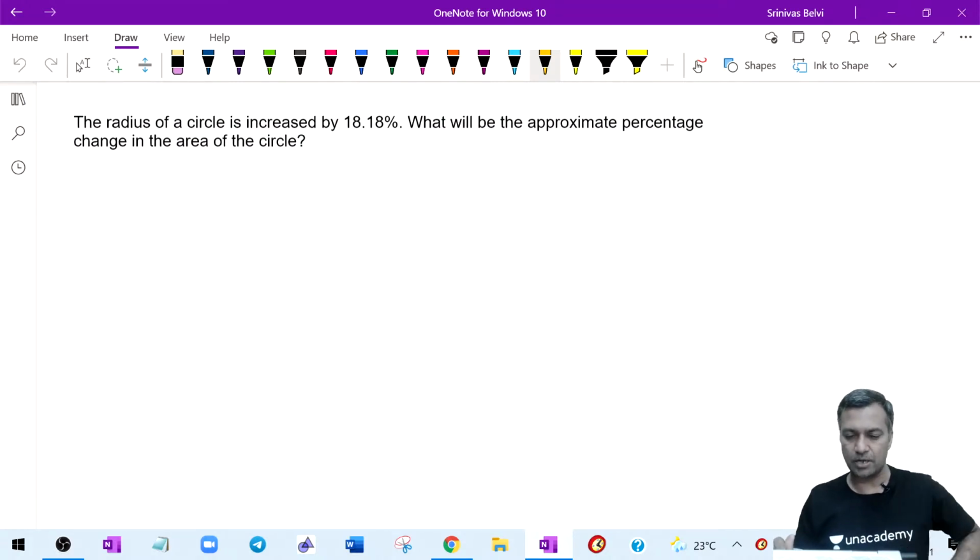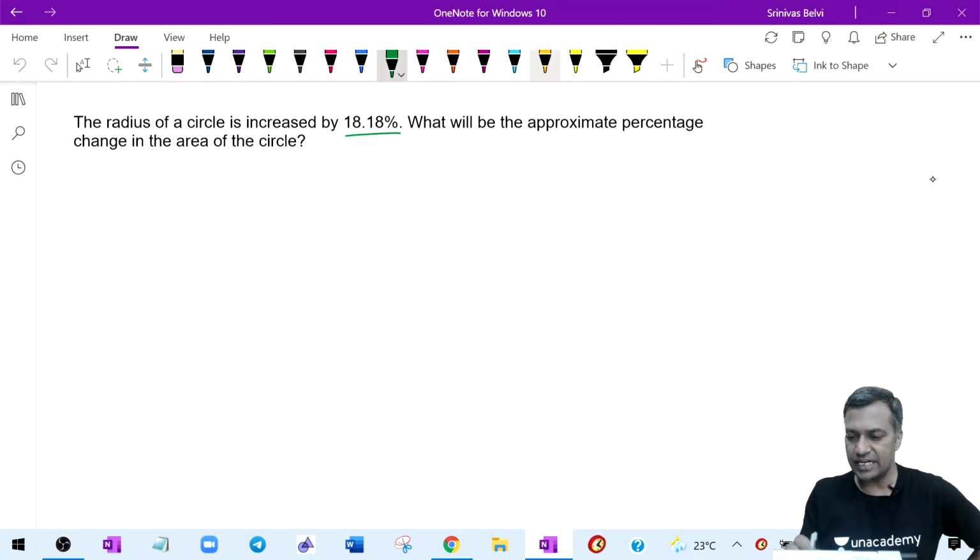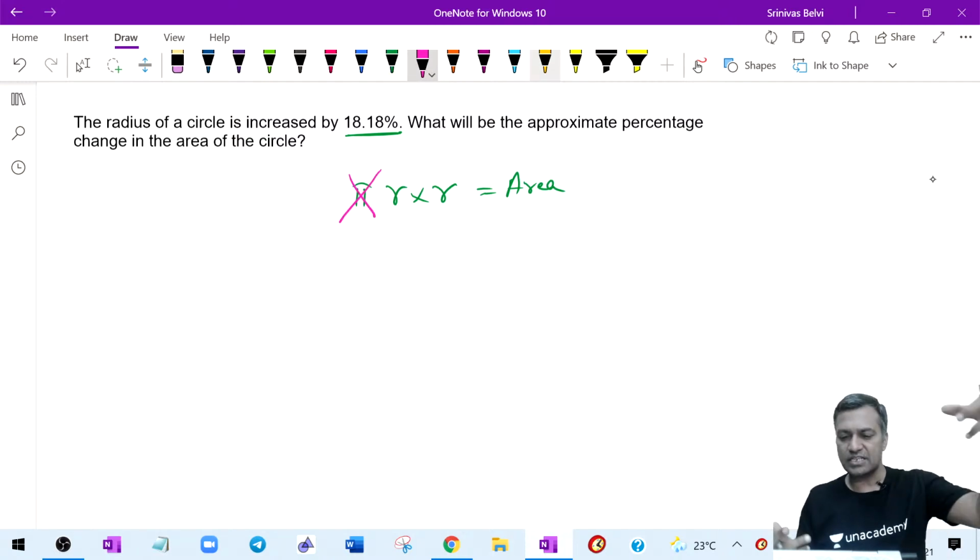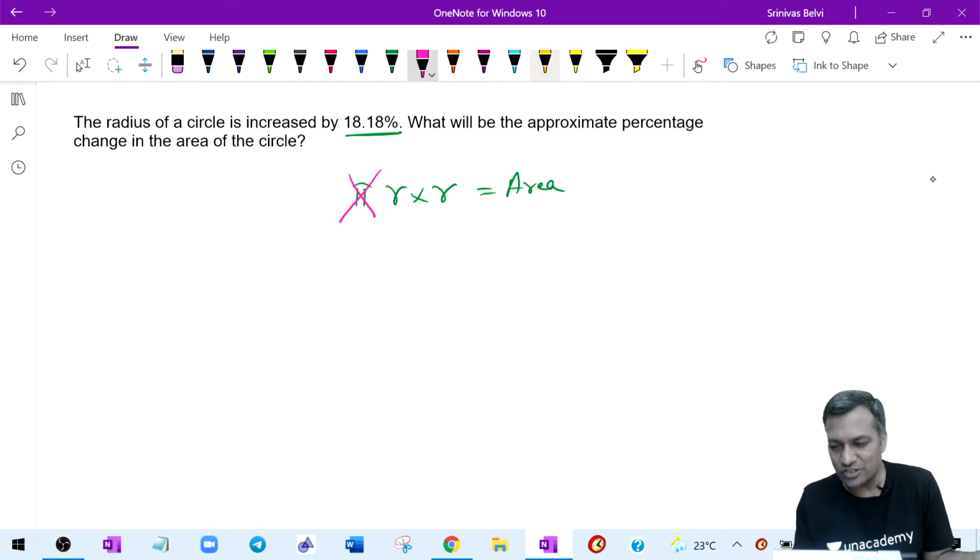All right. Fair enough. Let's come here. The radius of the circle increased by 18.88%. What will be the approximate percentage change in the area? We all know the area of the circle is nothing but pi r square. Pi r into r. This is the function of area. What is this pi, man? Constant. Beat the first case, beat the second case, the pi does not change. Therefore, I don't have to bother.